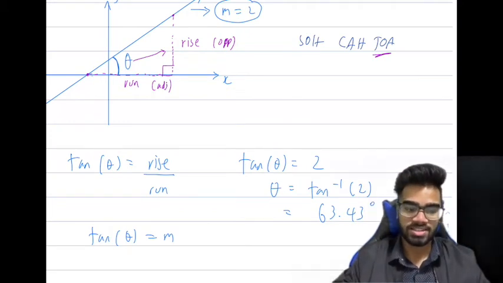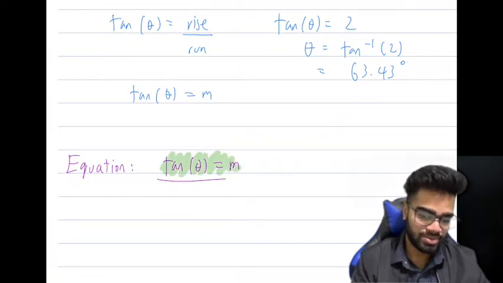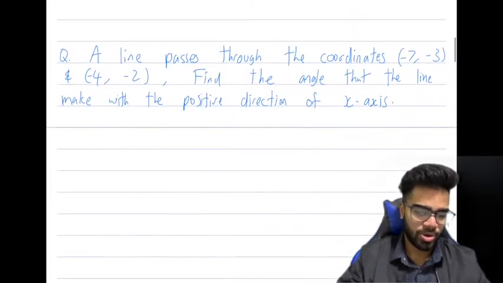All right. So that's basically all I want you to understand from that little part, which is the formula: tan theta is equal to m. All right. So let's do a proper question.